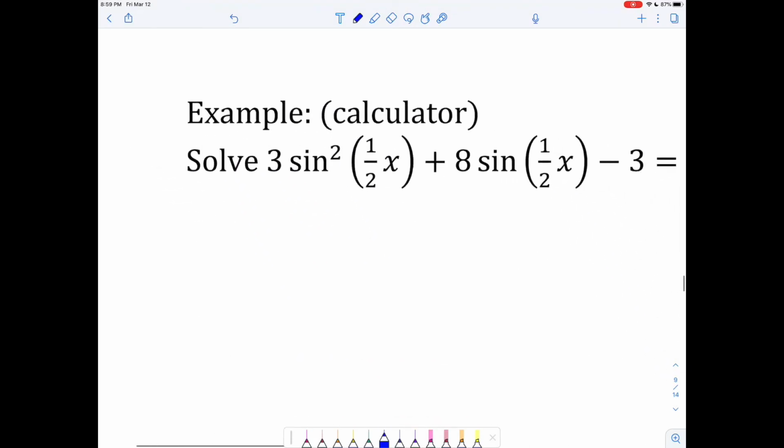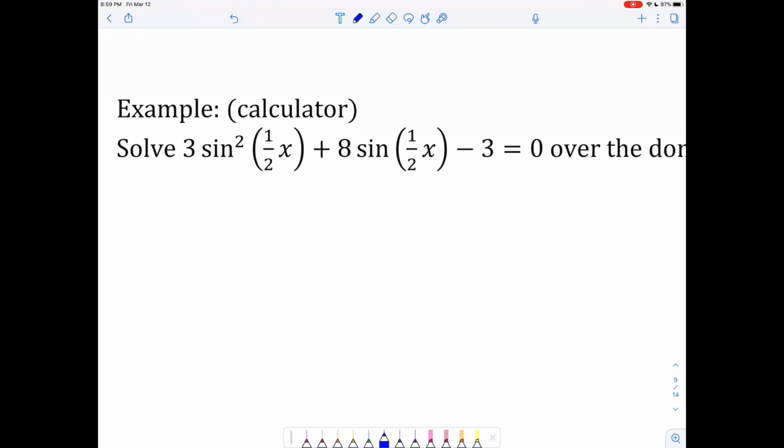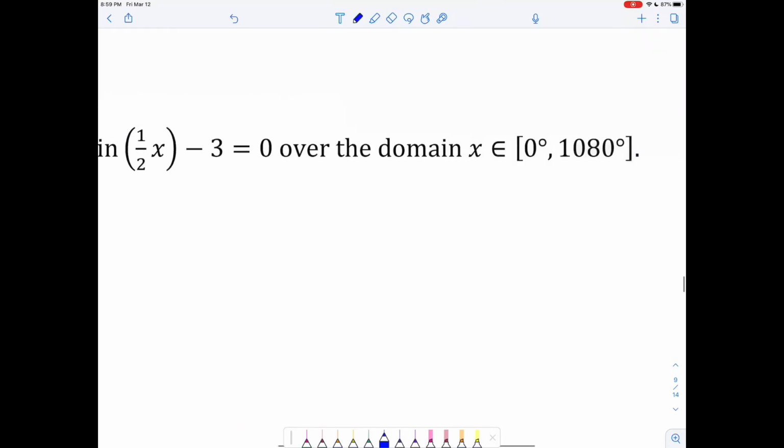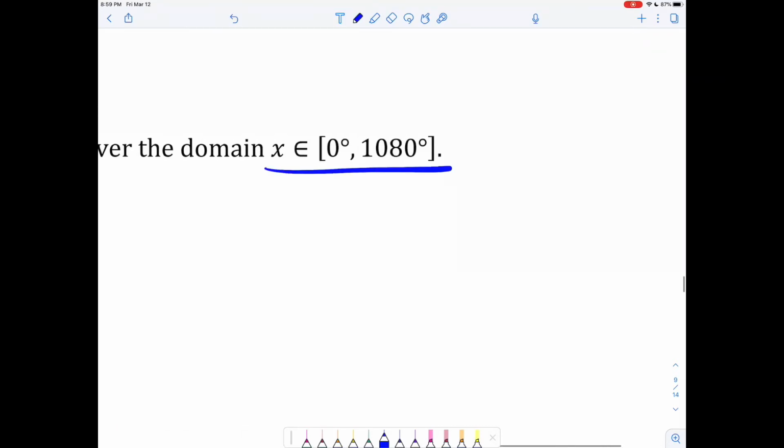All right. Last one. Again, give it a try. This is a calculator example. Who knows what we'll need the calculator for? But we'll try it. We'll see what happens. Again, give it a try. Note our domain is from 0 to 1080 degrees. And so we'll see how that affects our answer.